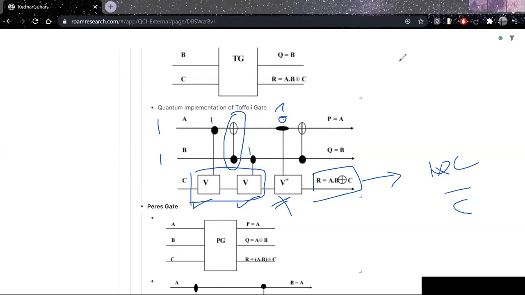So basically V gate being applied twice is basically a NOT gate. That's why I went through the V gate mathematics. So it's just the mathematics, and applying the V gate twice, we get a NOT gate, and we have C naught over here, right?